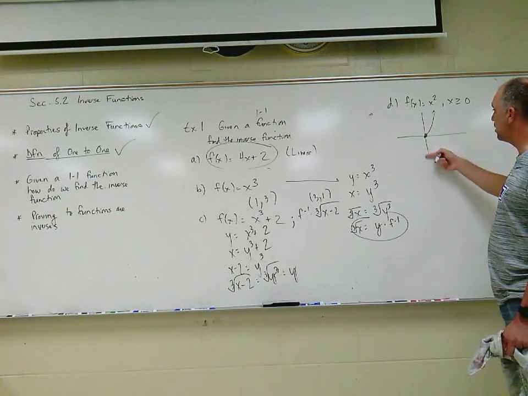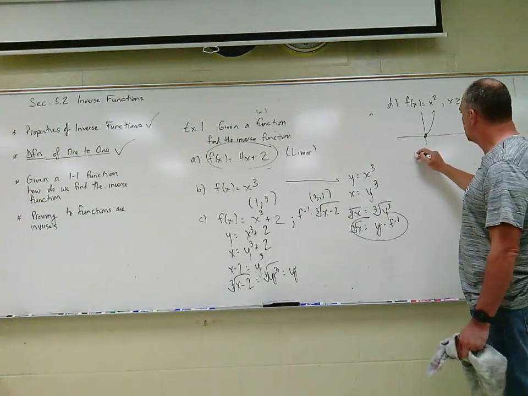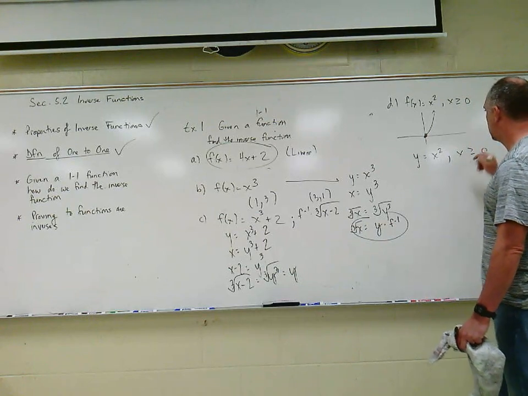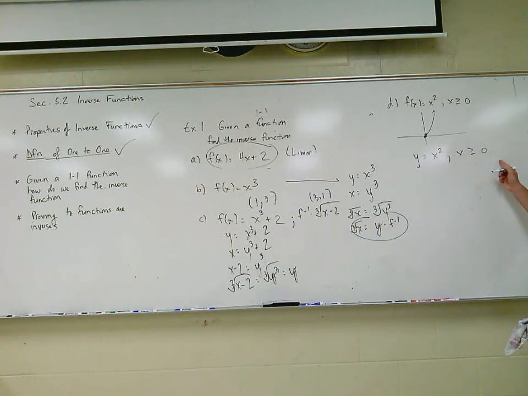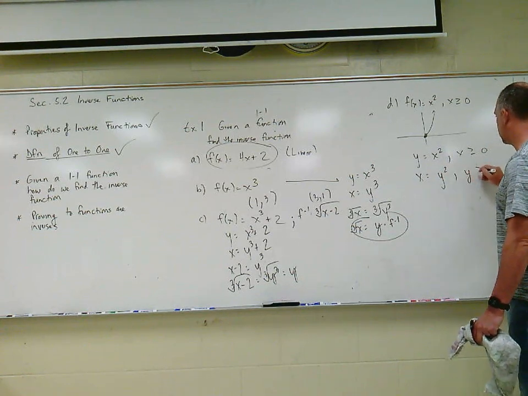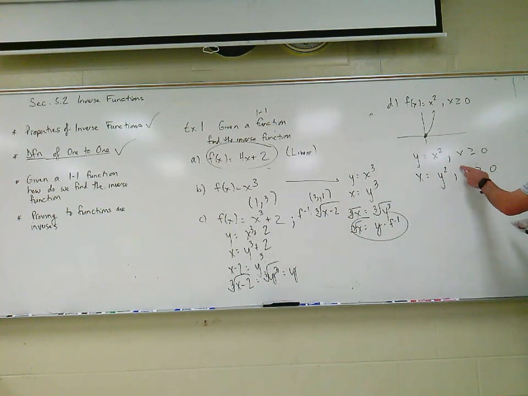So if I want to find the inverse, I'll make it y equals x squared, right? Then I'm going to switch all the x's and y's. So wherever I see a y, I put x. Wherever I see an x, I put y. And notice I even did it on this restriction. Now, on the inverse, y has to be greater than or equal to 0.